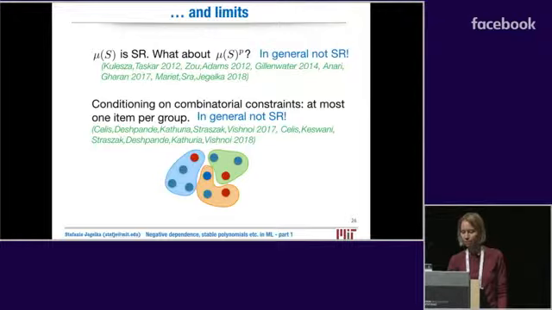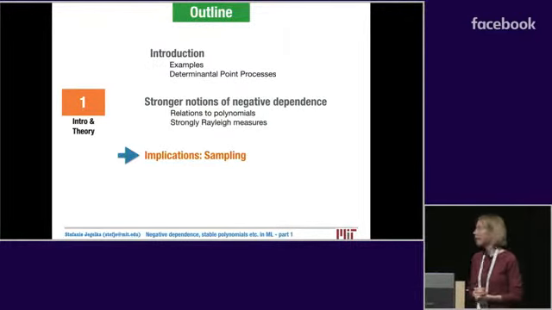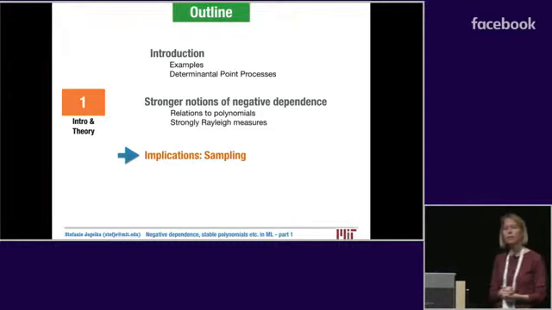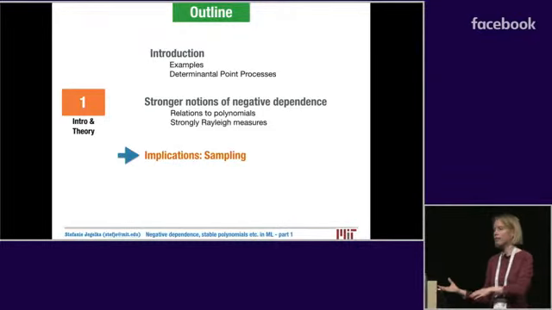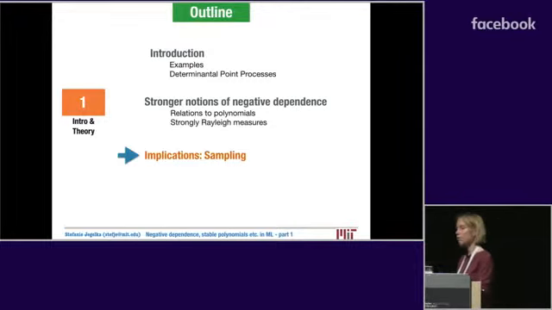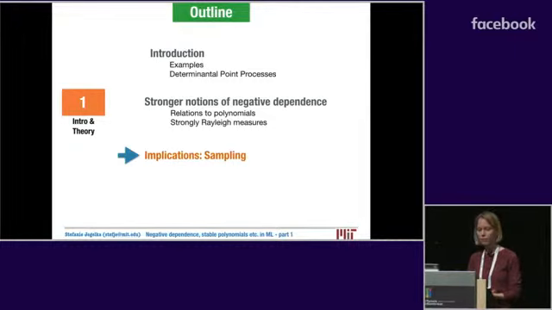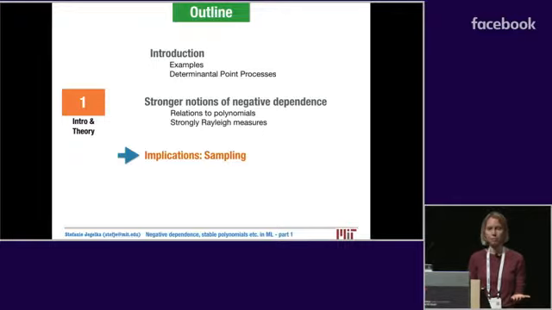So after having seen a little bit of the theory and the indication that looking at analogies to polynomials may help, let's look at one concrete area where the strongly Rayleigh property can be very useful, and that is sampling. How do we sample from negatively dependent measures?